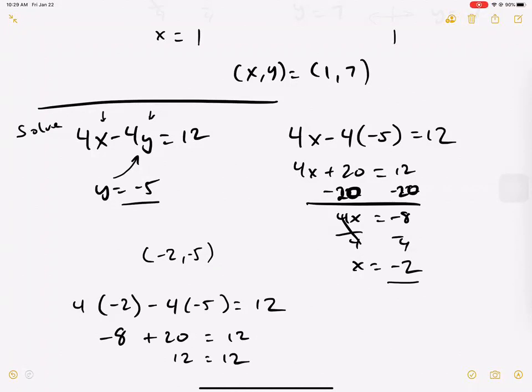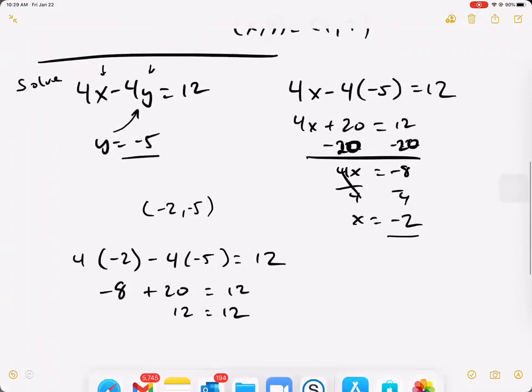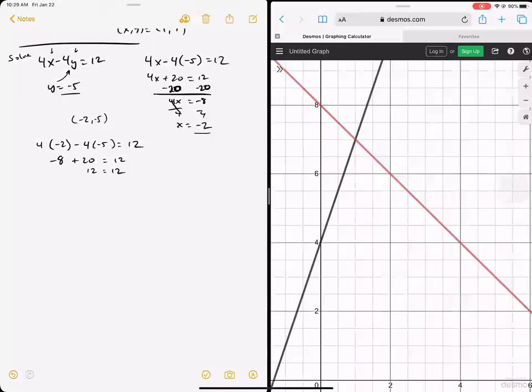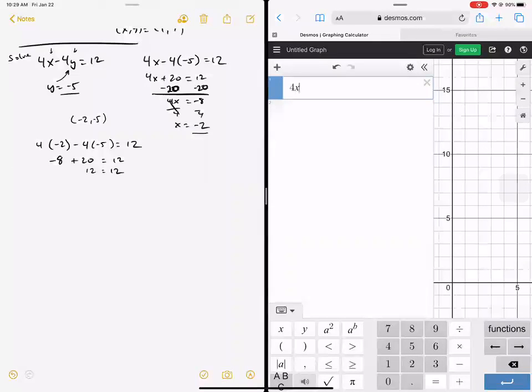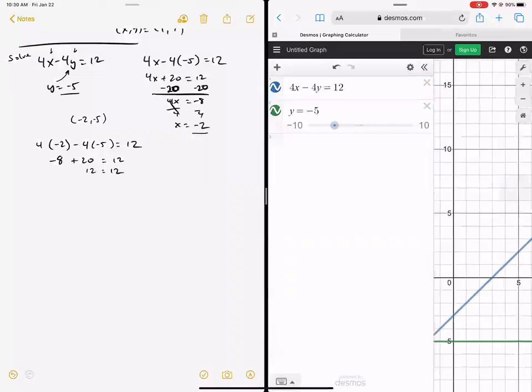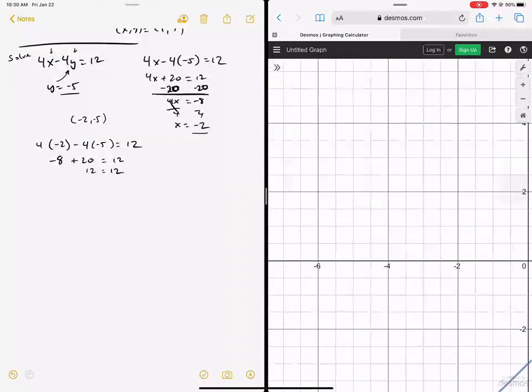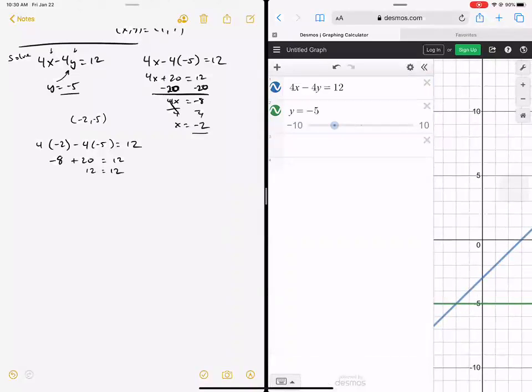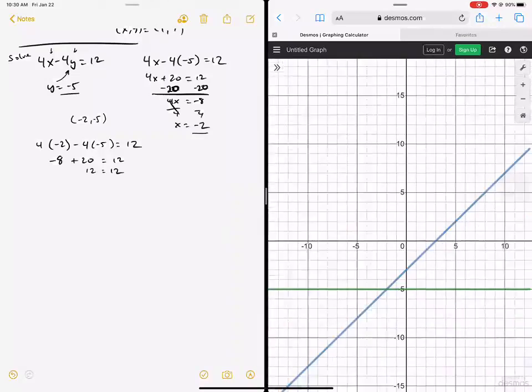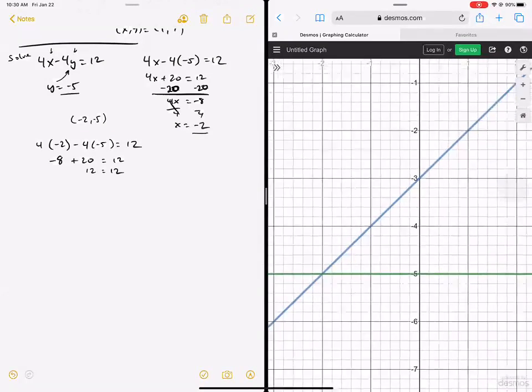Okay. Now, if I graph this, would this have given me the same answer? So let me go ahead and take out my little graph here, Desmos. And our first equation was 4x minus 4y equals 12. My second equation here was y is equal to negative 5. All right, so let's go ahead and look for our solution here. Sometimes it doesn't graph that one. I don't know why. Oh, here's negative 5. All right, so you can see y is negative 5.